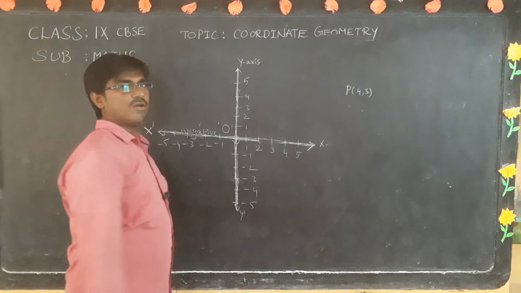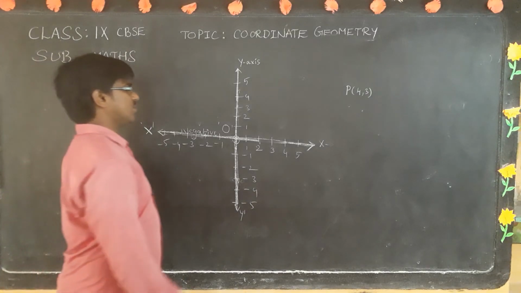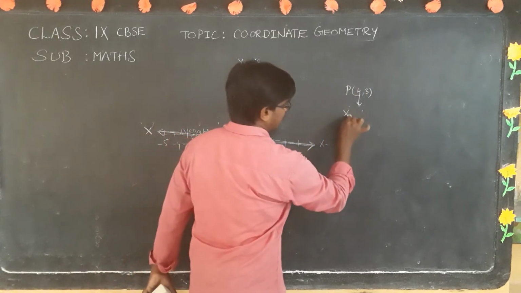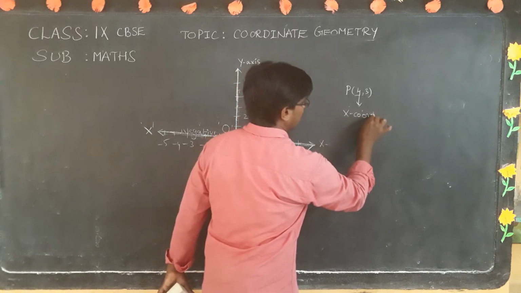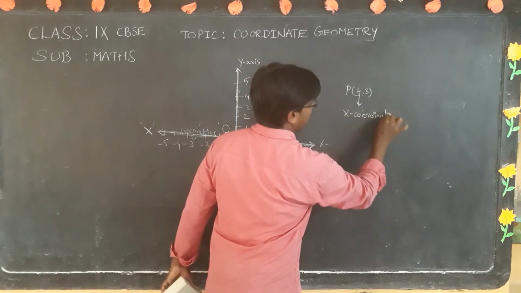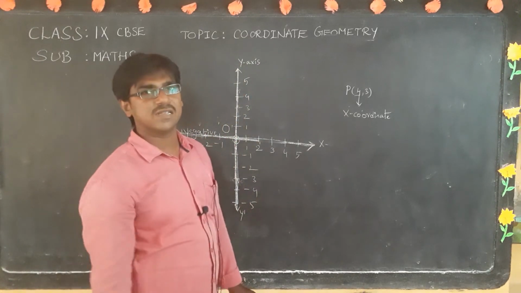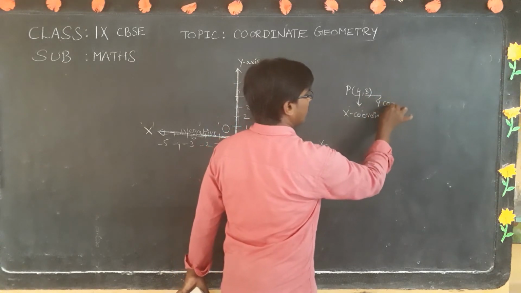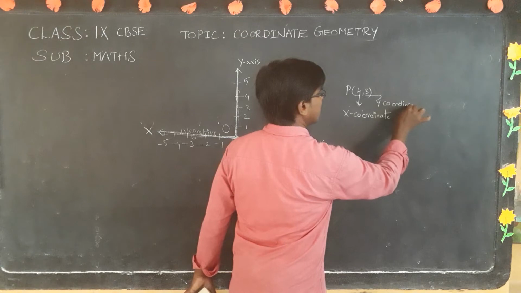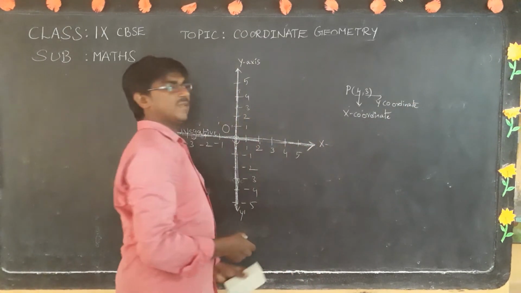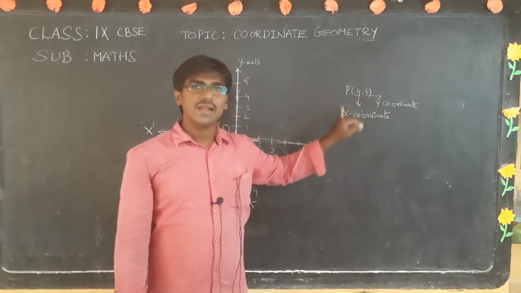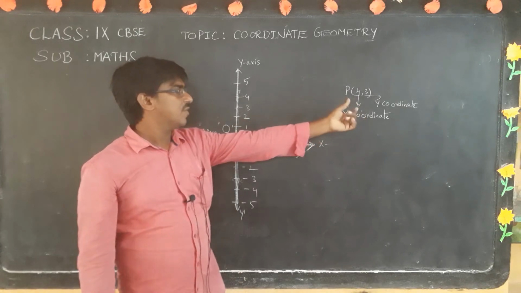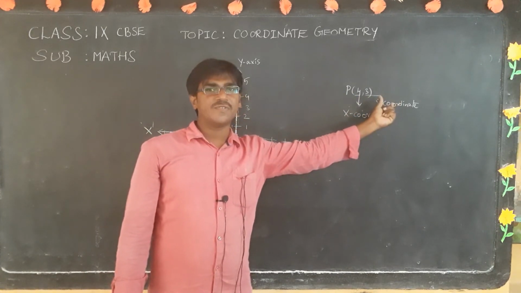So how can you represent it on the plane? So what is 4 here? 4 is the x coordinate, or abscissa. X coordinate is nothing but abscissa. And what about 3? 3 is the y coordinate. So x coordinate means nothing but the perpendicular distance from the y axis. Y coordinate means the perpendicular distance from the x axis.